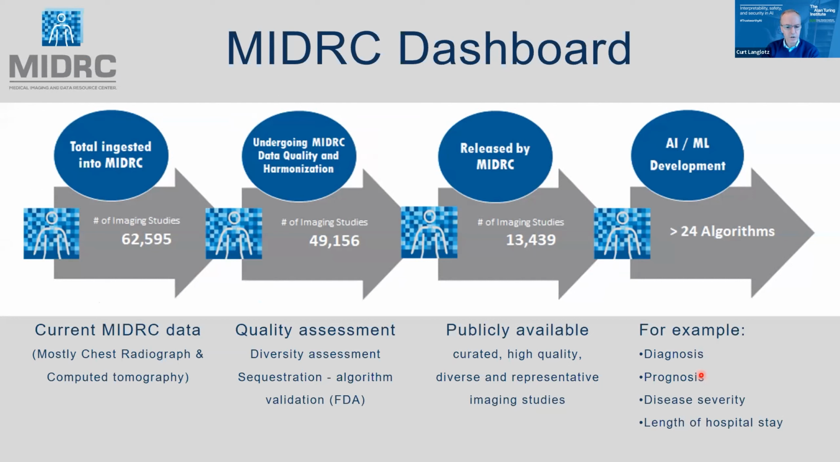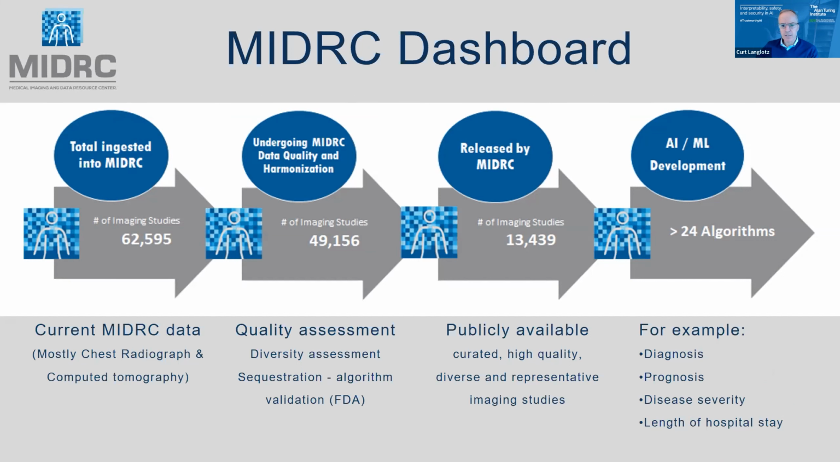We also sequester about 20% of the data, so that it is never shown to the public. And that's used as a private test set that can then be subsampled each time someone comes with a particular use case that they'd like to have validated. About 13,000 of those studies have been made publicly available. High quality, diverse, representative imaging studies. And more than 24 algorithms have now been produced based on this data set for diagnosis, prognosis, severity characterization, or prediction of things like length of hospital stay. So that's one response to the data problem.